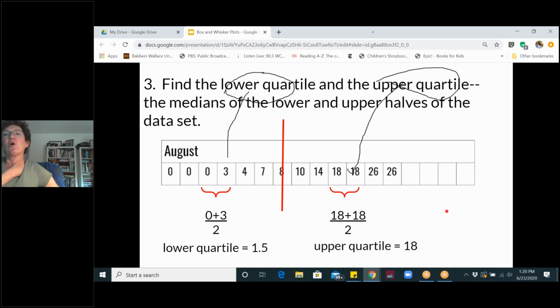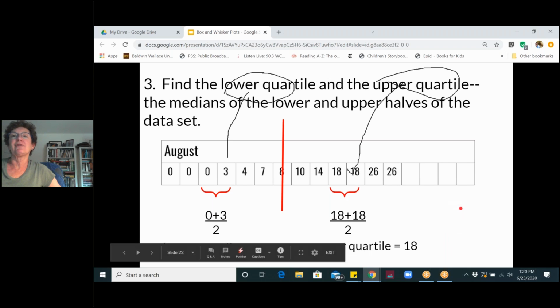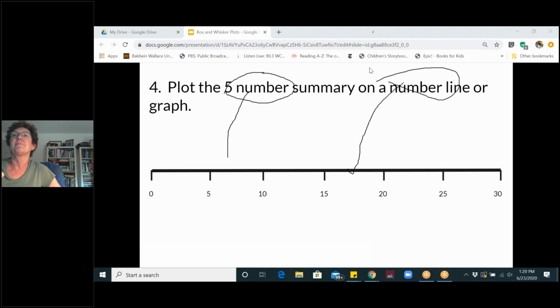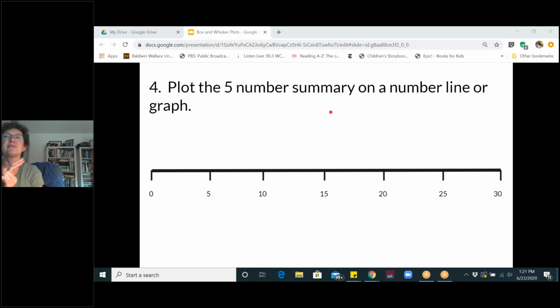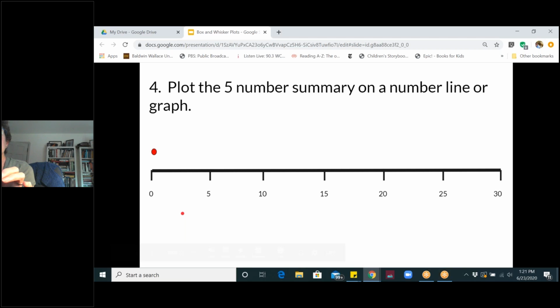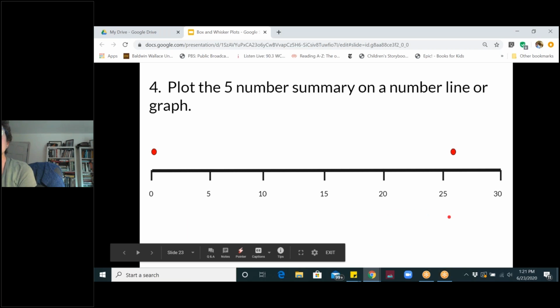Okay. So let's see what that looks like. We're going to get a chance to do that again. Now we're going to plot this 5-number summary, and the 5-number summary is the minimum, the maximum, the median, the lower quartile, and the upper quartile. So let's plot that on a number line. Remember, we said our minimum was 0, and our maximum was 26.